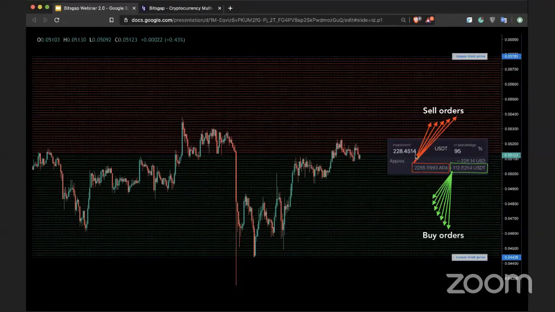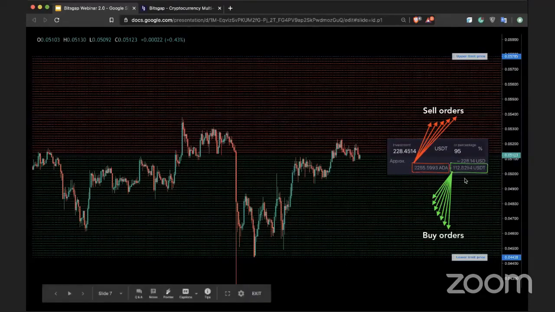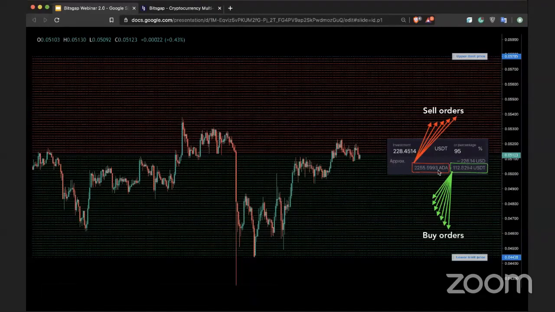And as you can see, here's the example with 228 USDT, which is proportionately distributed. So that's 112 USDT in buy limit orders. That's the amount of USDT that will be used to buy the base currency, in this case Cardano, so that's ADA. And as you have sell limit orders right here, that means you must possess the required amount. You must have enough of the base currency, which is ADA, to place all of these sell limit orders.